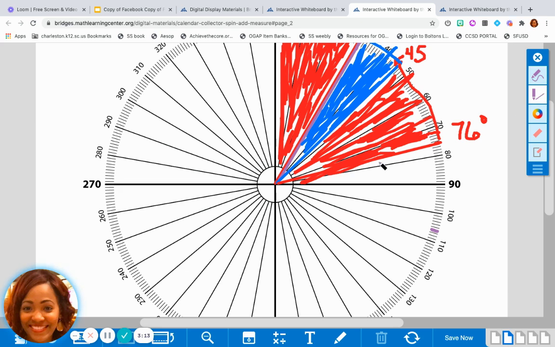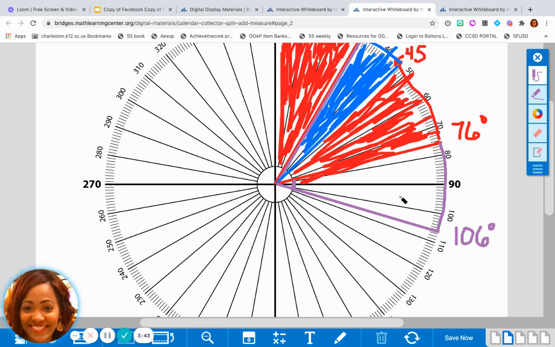And remember, I should take a straight edge. It's really hard to do that on the computer, so that I can line it up just right to represent my angle. Since we're talking about 30 degrees, this angle right here from this point to this point is indeed 30 degrees. That is what we have collected today. And now we are at 106, and I will update that on our calendar collector.